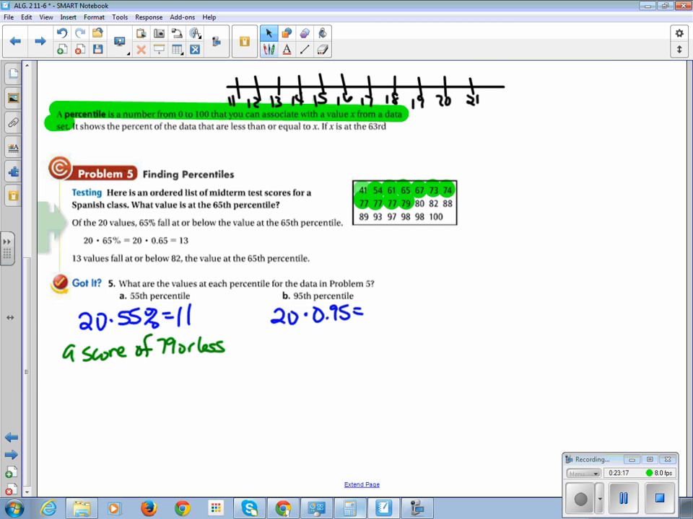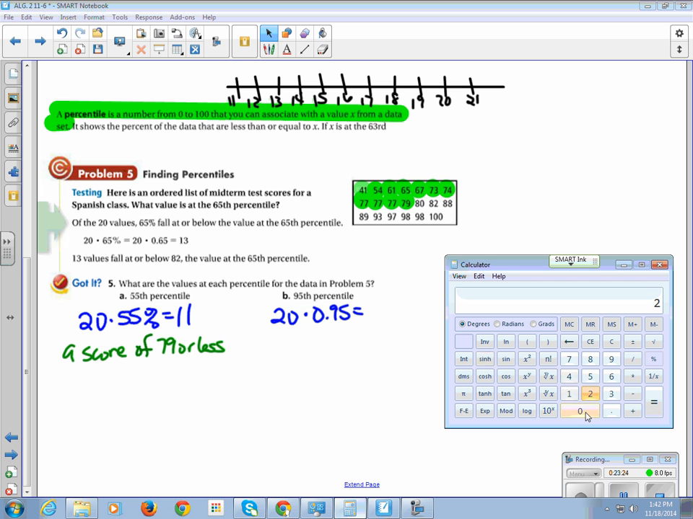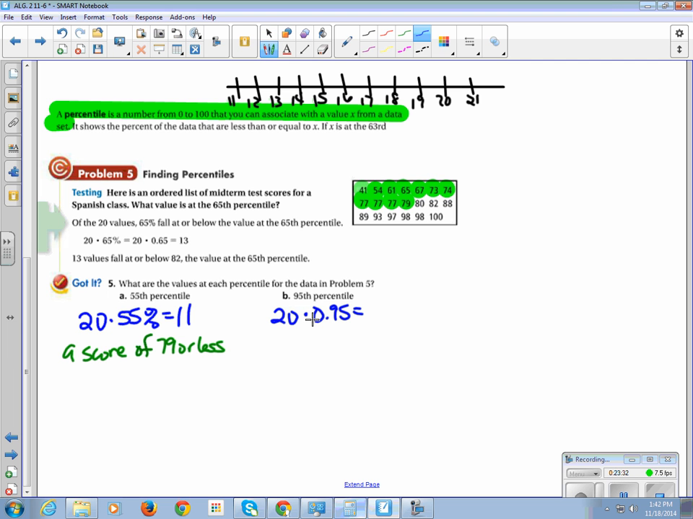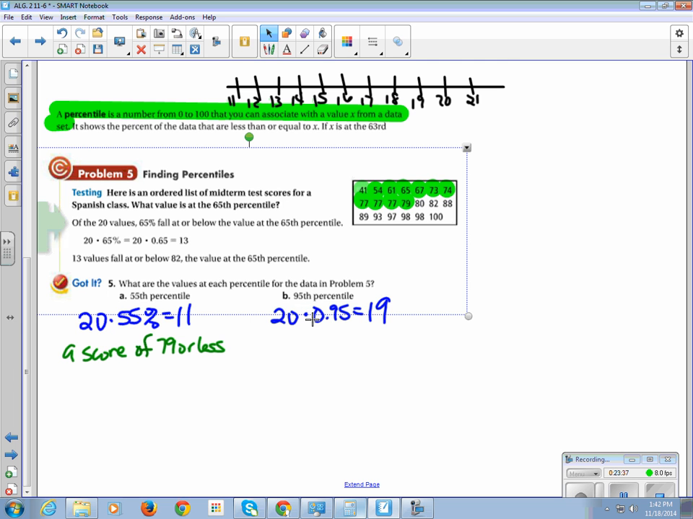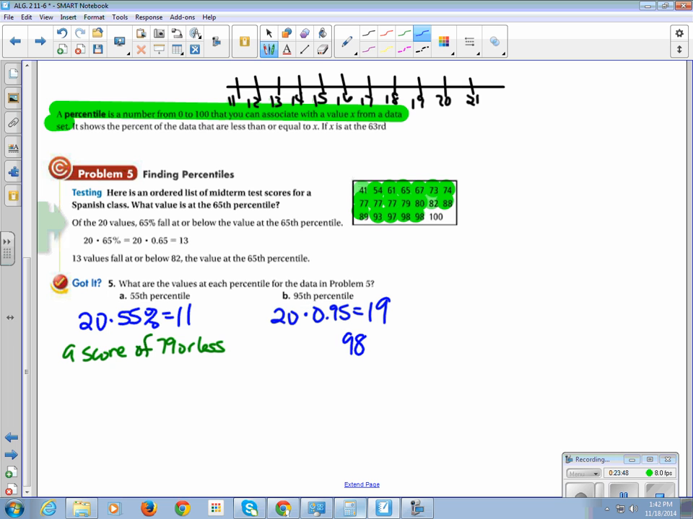Did you get 19? That's what I got. 20 times 0.95 is 19. So 19 of these values are in the 95th percentile, so that's 98 and below. There's only one person above the 95th percentile.